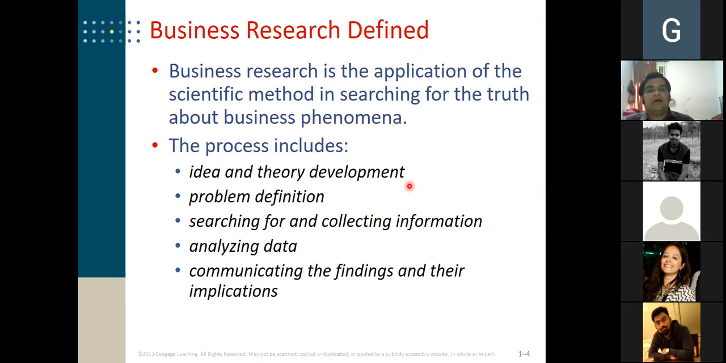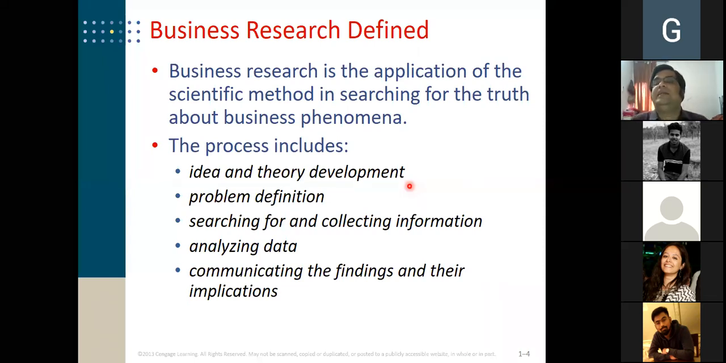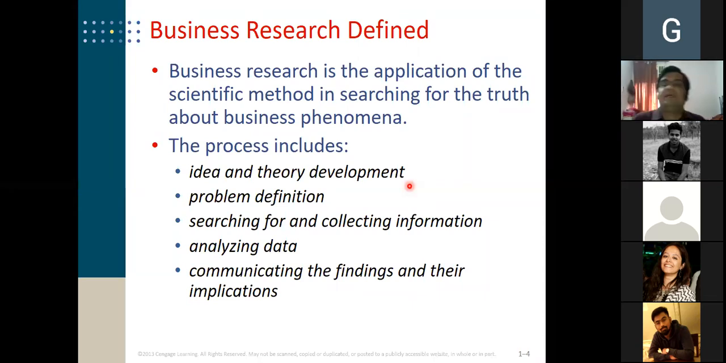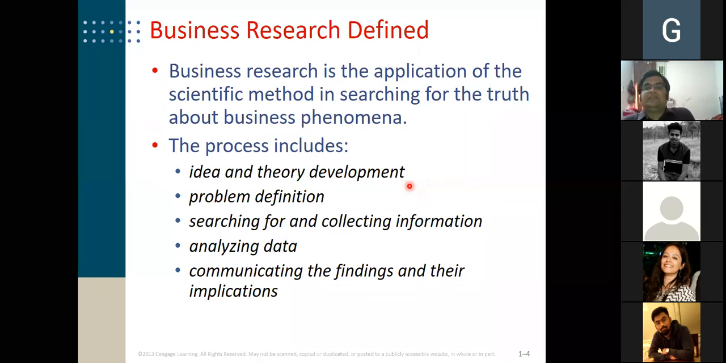Number one, idea and theory development. See, whenever I need to do research, I should have an idea of what I am going to do. Just like I told you, I want to see customer loyalty. Right? So number one, I need to have an idea. Number two, I have to define the problem. Just like I defined the problem that if service quality is high, the customer loyalty will be there.